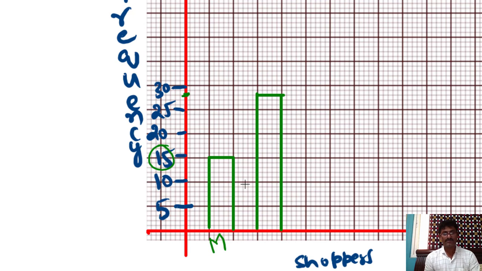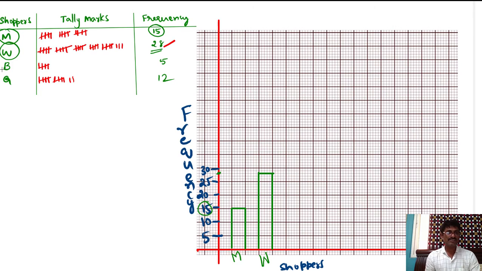Now this is the rectangle related to W, woman. Next for boy, the frequency is 5. So for B, the frequency is 5. Let us draw the rectangle with the height of 5 units. This is of boy.